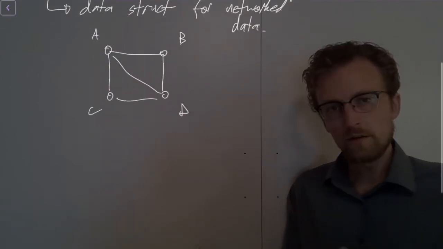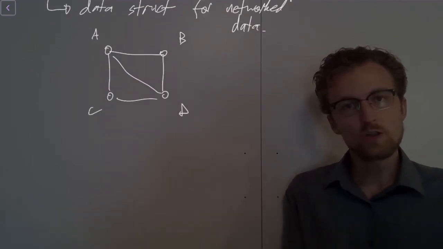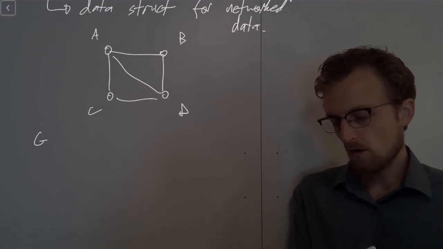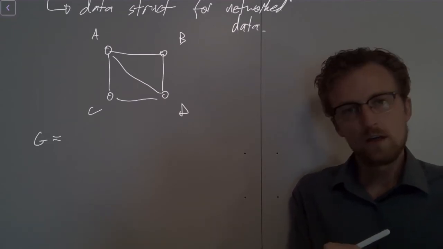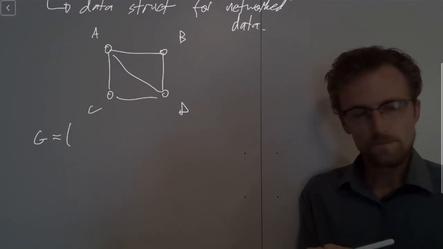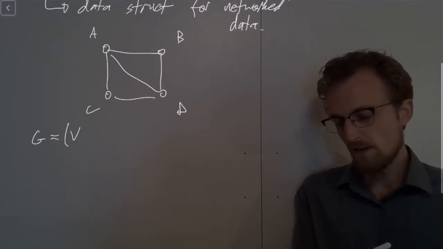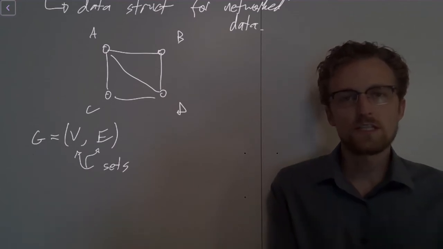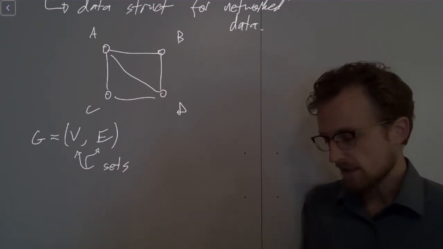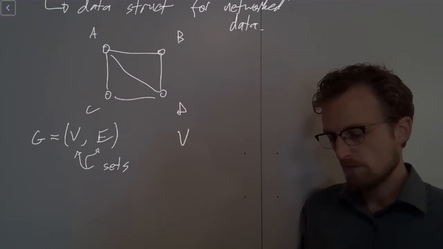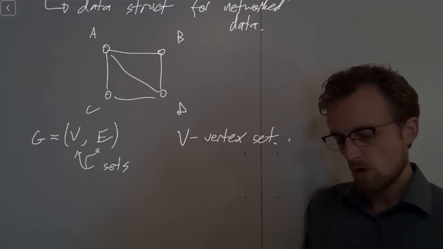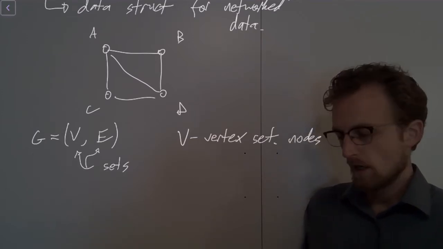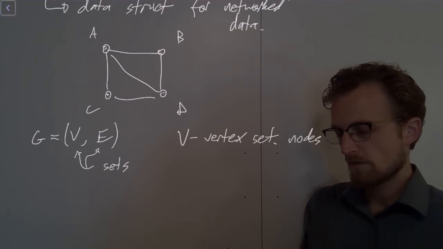But at its core, a graph is a data structure that has two chunks. I'll write G to denote a graph. So a graph G is a tuple of two things, a set V and a set E. These are both sets. V is called the set of vertices, or the vertex set, and this is the set of nodes. So V is the vertex set of nodes in the network. Each of these is a vertex in this set.